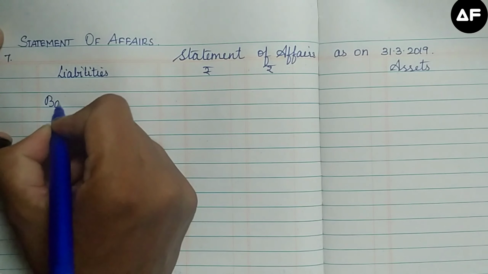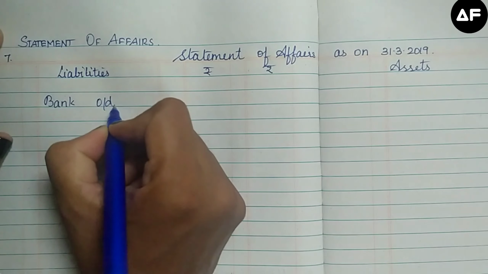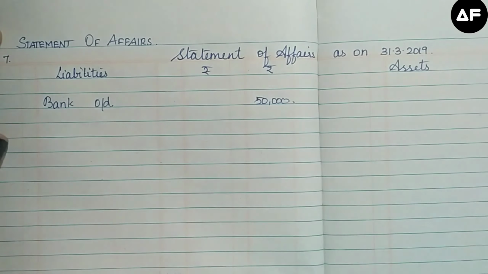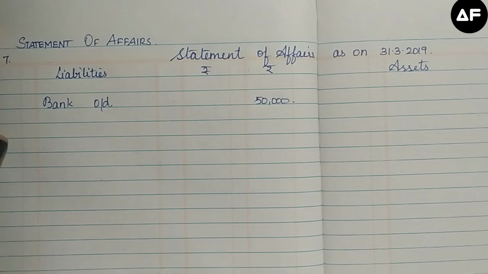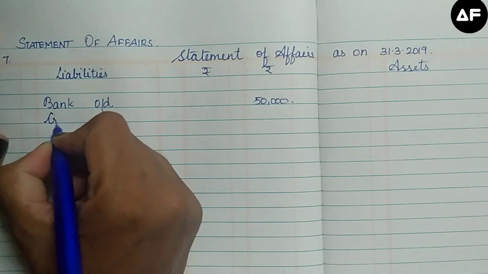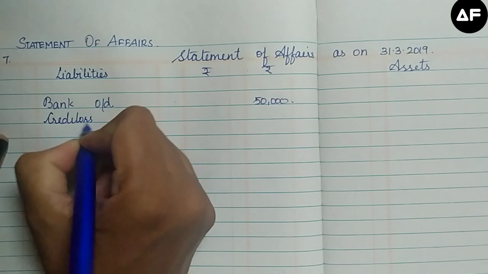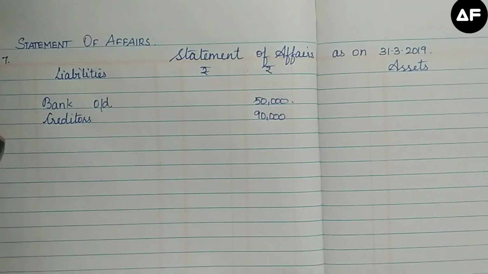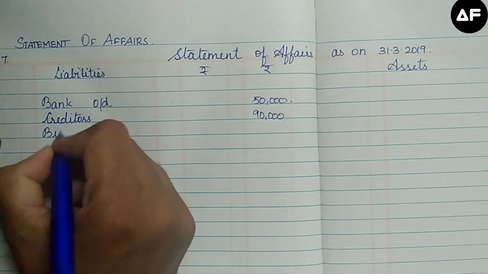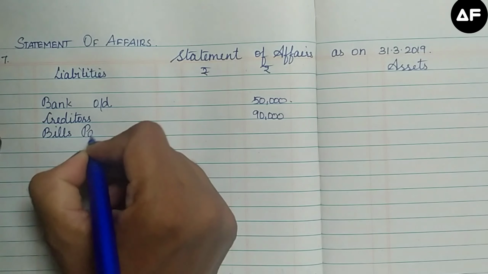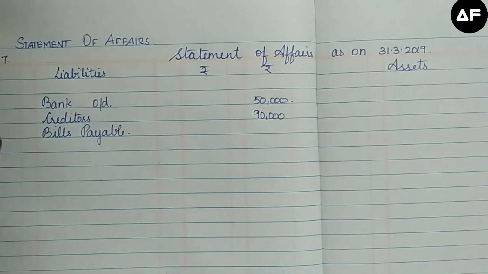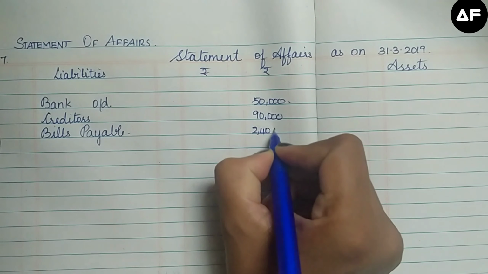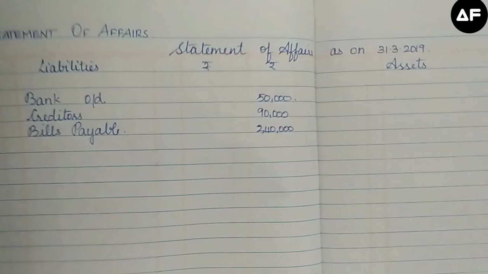So our first liability is going to be bank overdraft. So bank overdraft is rupees 50,000. Next is gonna be creditors, which is given. So creditors is a liability, 90,000. And the last liability is going to be bills payable. Other than these three, the others are assets. So bills payable is rupees 2,40,000. Next, let's cover up our assets.